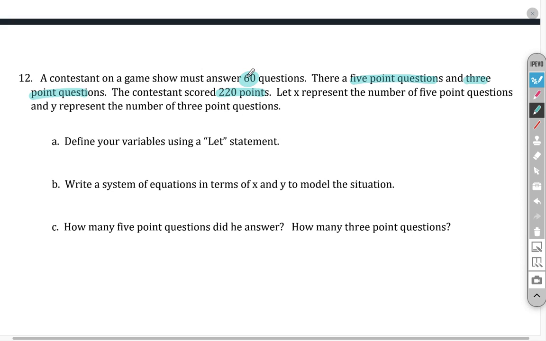So points and questions are different. It says let x represent the number of 5 points and let y represent the number of 3 points. So it tells us that already. So when we define our variables, it said it wants x to equal the number of 5-point questions. And then we want y to equal our number of 3-point questions.